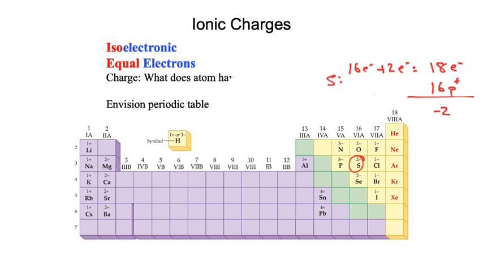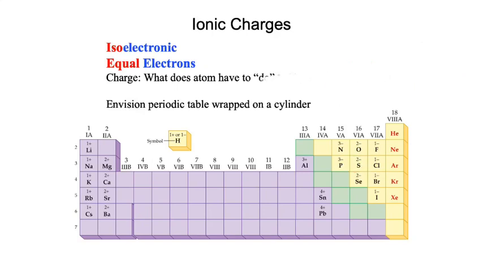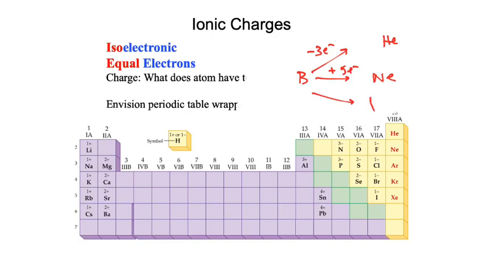Okay. Let's do one that's not on here. Let's do boron. Stupid text keeps popping up. Boron. What can we do? I can look like helium by doing what? Losing 3 electrons. I can look like neon by gaining 5 electrons. I can look like argon by gaining 13. Which of those is the easiest thing to do? Losing 3 electrons.